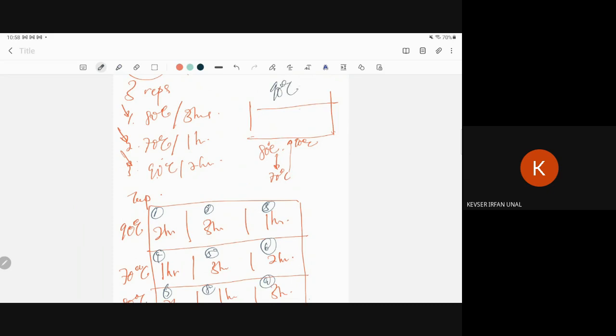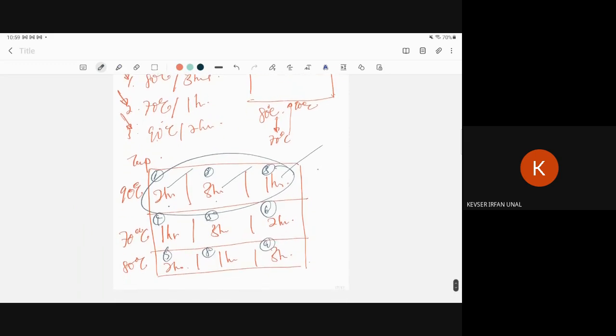Okay. So when you set it at 90, then you do it for 2 hours, and then 3 hours, and then 1 hour. Meaning that you don't have to change your temperature. So that is convenient. Or if you have the space, you can always put all of this together. Then after 1 hour, take it out. After 2 hours, take this out. After the 3rd hour, take that out. Okay?